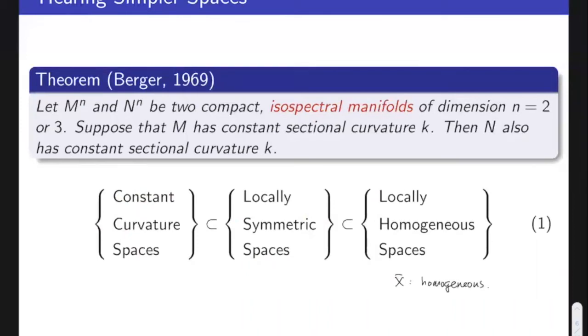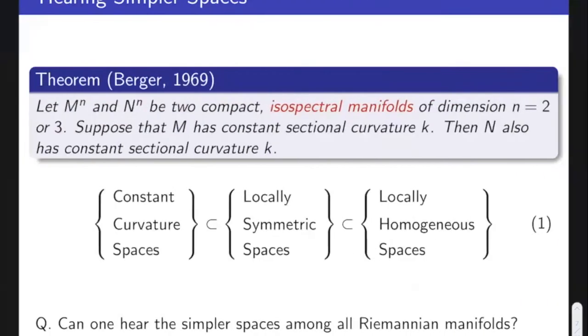Which means that if you pick any pair of points inside of this space X bar, there exists an isometry carrying one to the other. So then the question could be, okay, can I hear these simpler spaces among all Riemannian manifolds? Right? Can one hear simpler spaces among all Riemannian manifolds?